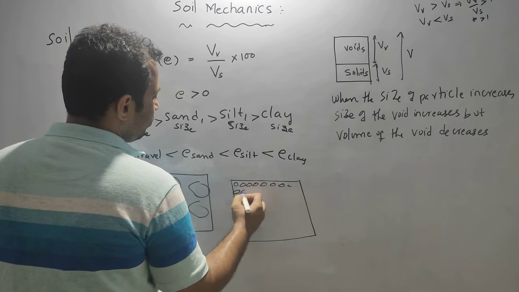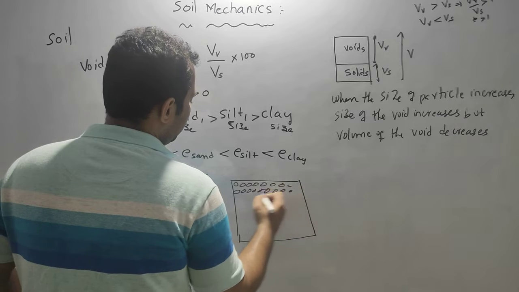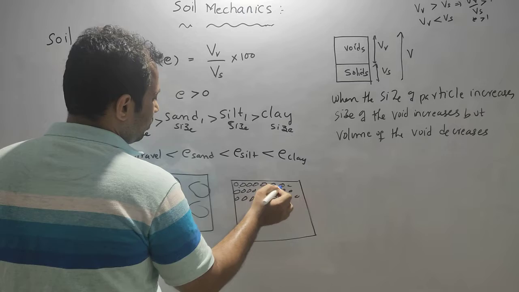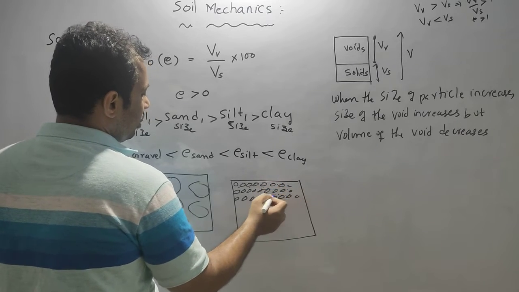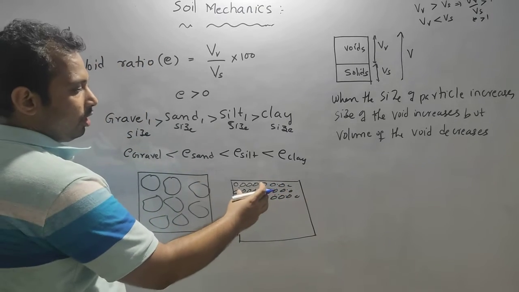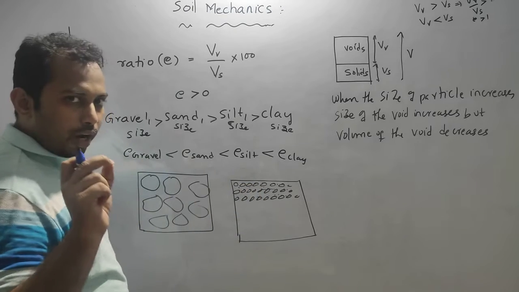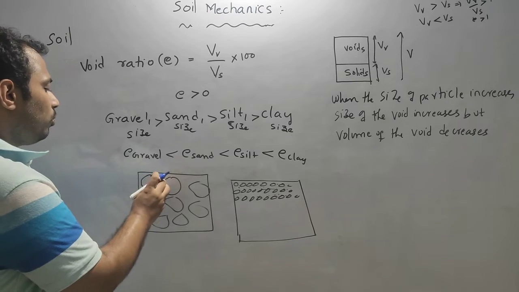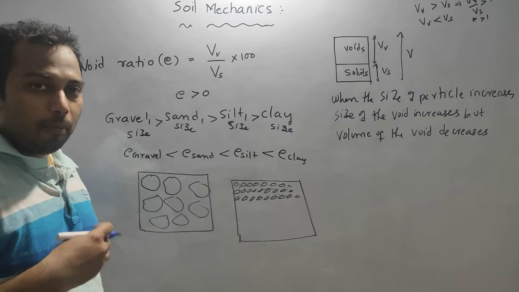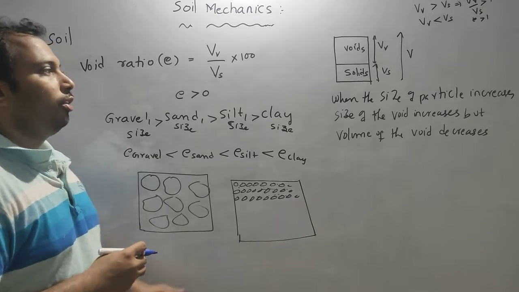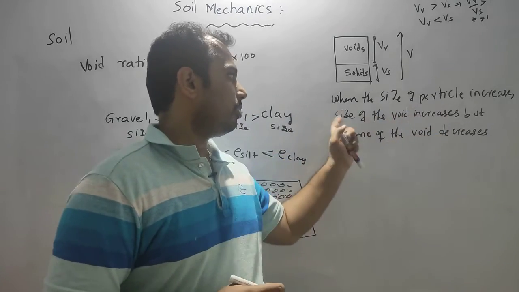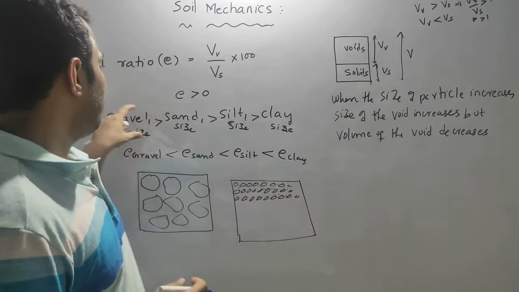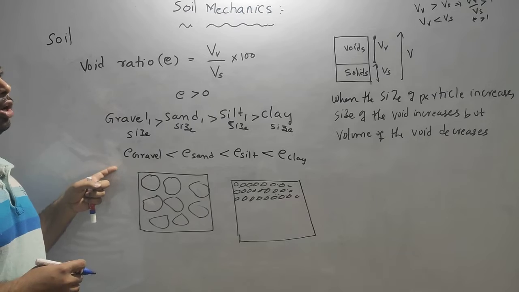See here, the clay particles are of very small size, so the number of voids will be more here. Though the volume of each void is less, the number of voids is more. Here, though the volume of each void is more, the number of voids is less. That is why when the size of the particle increases, the size of the void increases, but the volume of the void decreases. So the larger the particle, the lesser the volume of void.